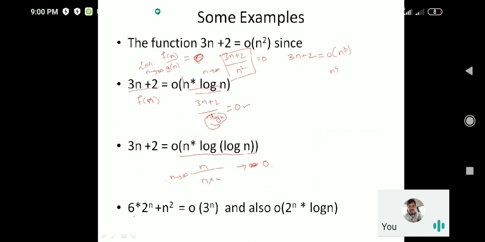If the equation is 6 into 2 raised to n plus n square, in that case you can say that it is 2 raised to n, so the numerator contains 2 raised to n multiplied by some constant values. If we make the denominator equal to 3 raised to n, then with 3 raised to n and 2 raised to n, the ratio will tend to 0 as n tends to infinity. You can also say that it is 2 raised to n log n. So 2 raised to n divided by 2 raised to n log n is also possible, or it can be 2 raised to n divided by n into 2 raised to n log n. As n tends to infinity, this is going to tend to 0.